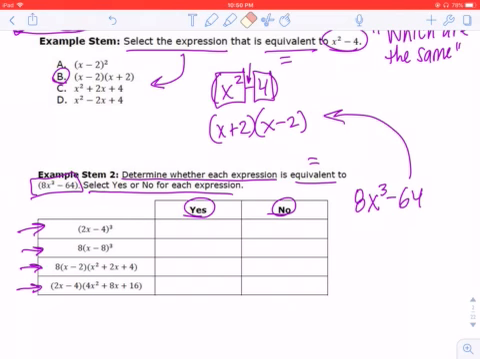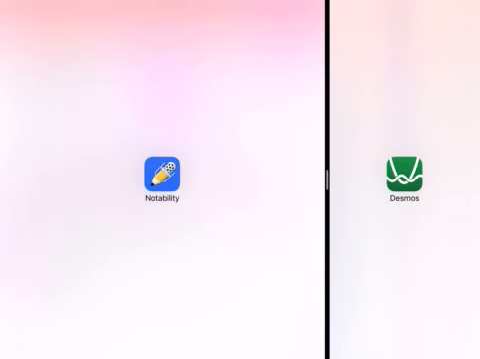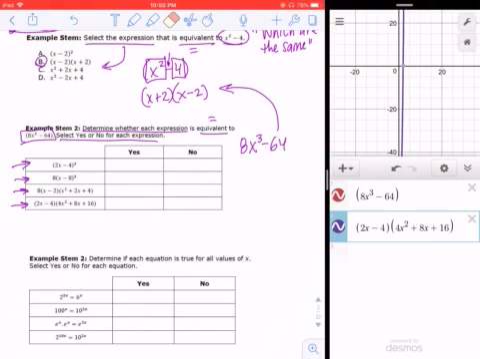So I'm going to go to my calculator, which as you know on the test is Desmos, so you should open that up on your calculator as well, or on your computer, desmos.com. And I'm going to open it up here. I know that if they're the same, they should have the same graph.